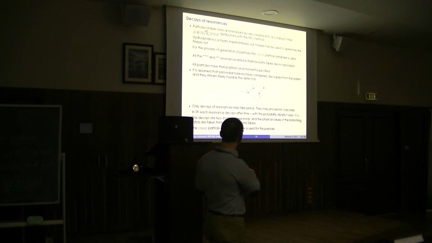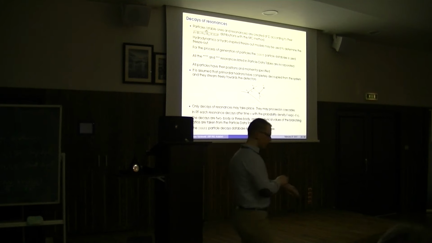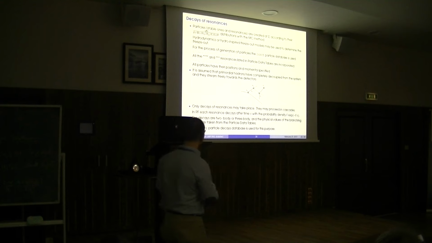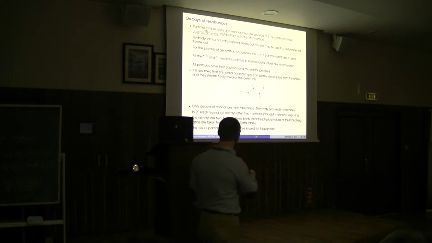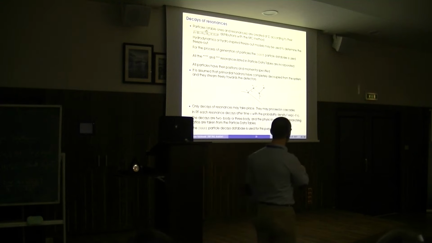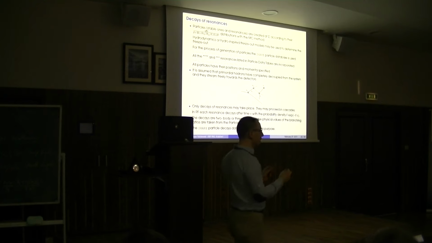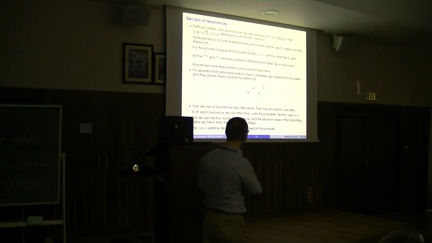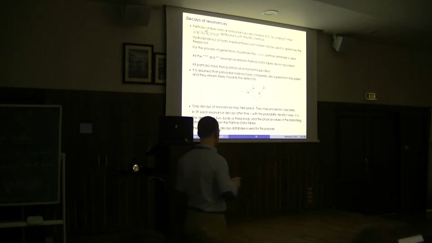The decays go along the probability density, which involves the width of each state, and also the decays to two and three bodies. The two- and three-body decays are possible.